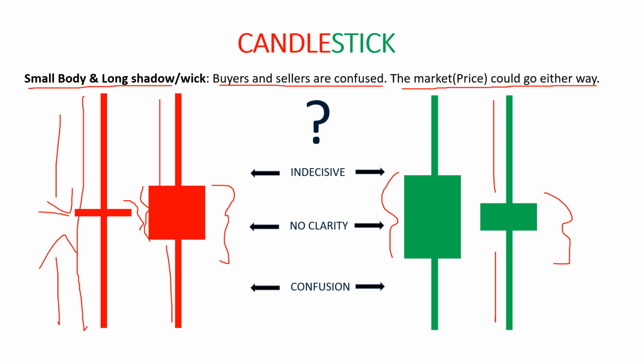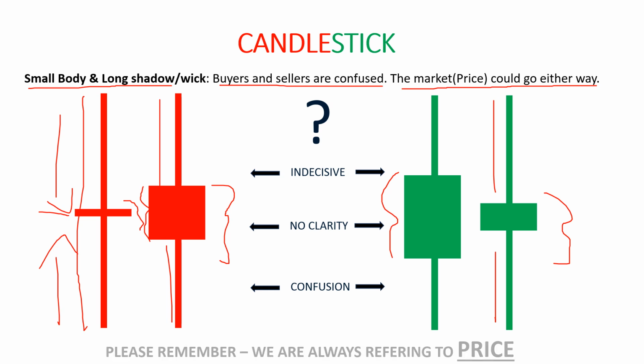So whenever you see candles like this, it means neither the buyers nor the sellers are clear about the direction, and they don't know which way to take the price. So the following candle will give us better clarity. When you see these kinds of candles, it means there is indecision in the market or in the price. And please remember, we are always referring to price. Whenever we are looking at any candlestick pattern or chart, or even a particular candlestick, we are talking about price.